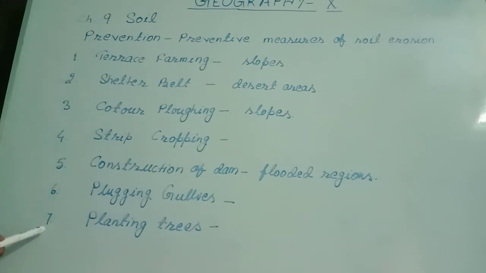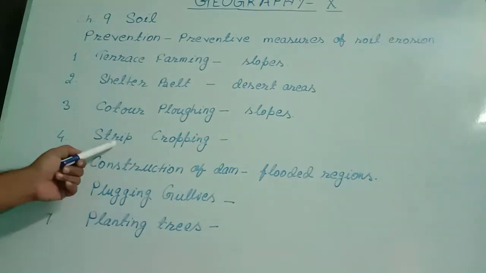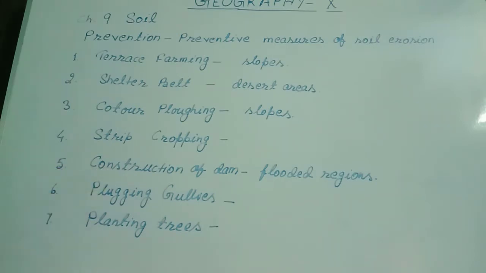There are 7 preventive measures of soil erosion: terrace farming, shelter belt, contour plowing, strip cropping, construction of dam, plugging gullies and planting trees. One by one we will see the explanation of each point.